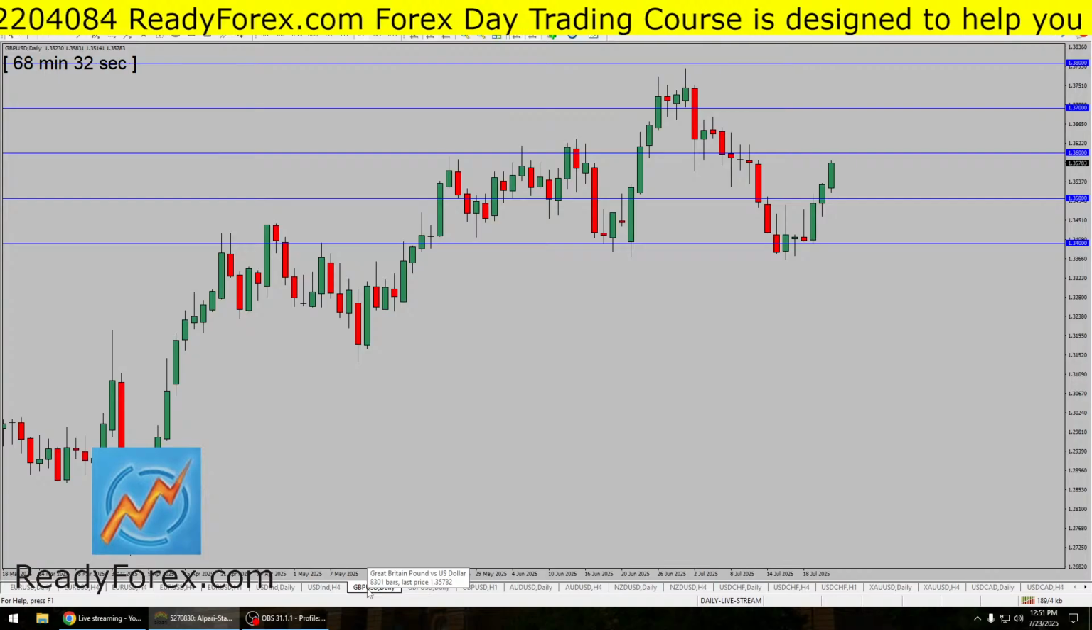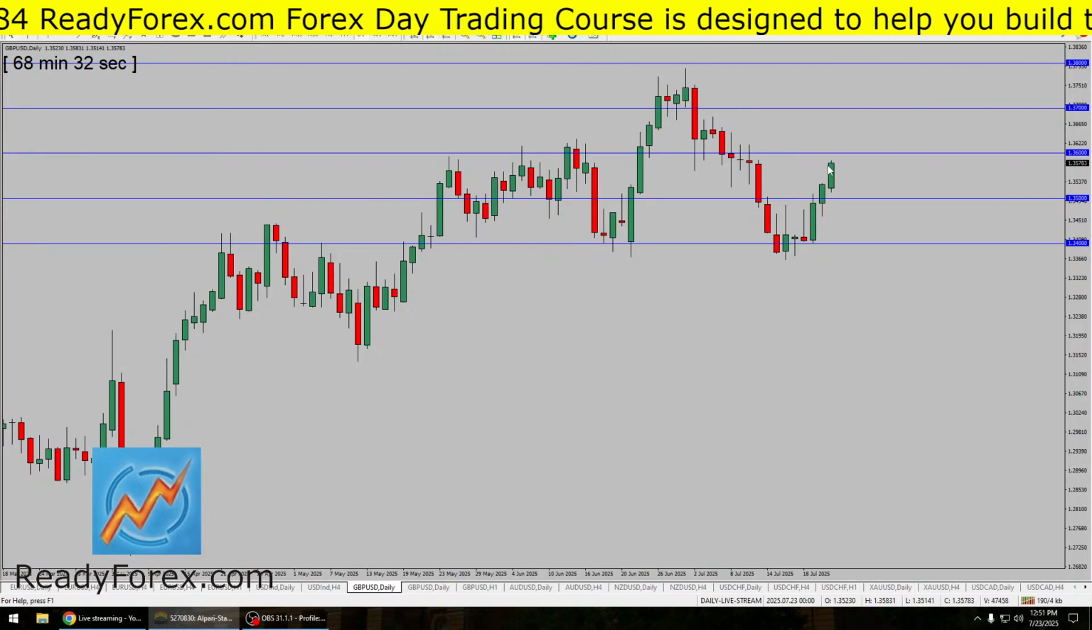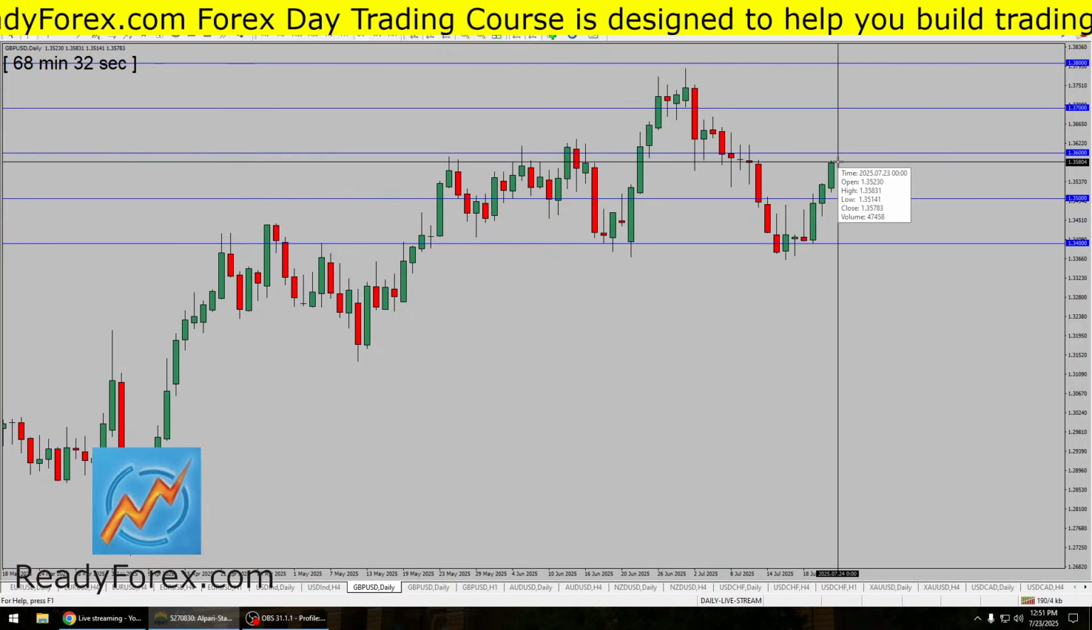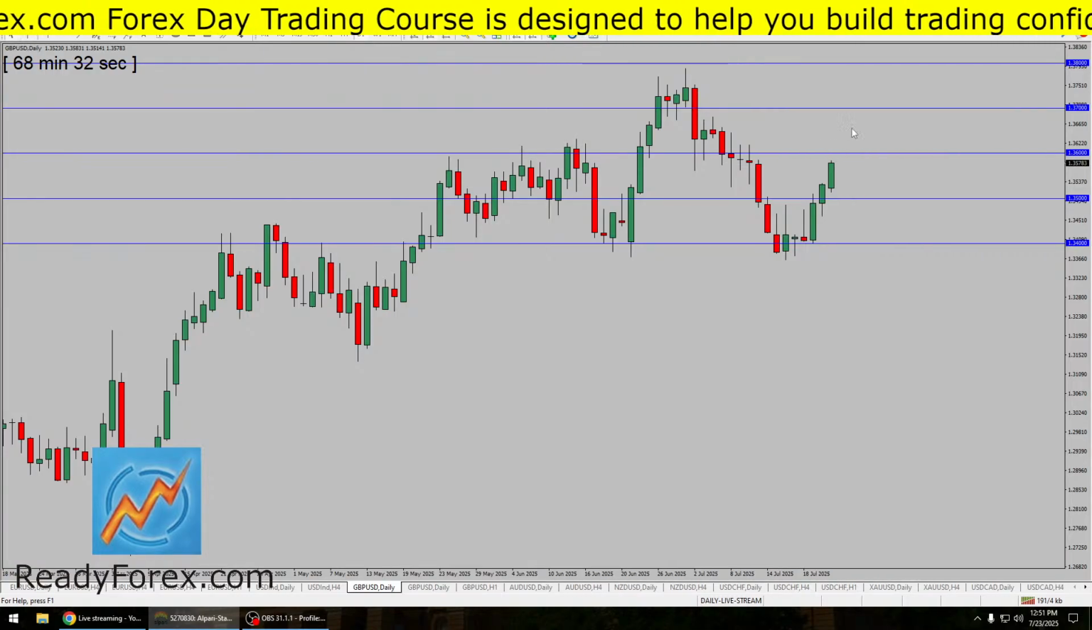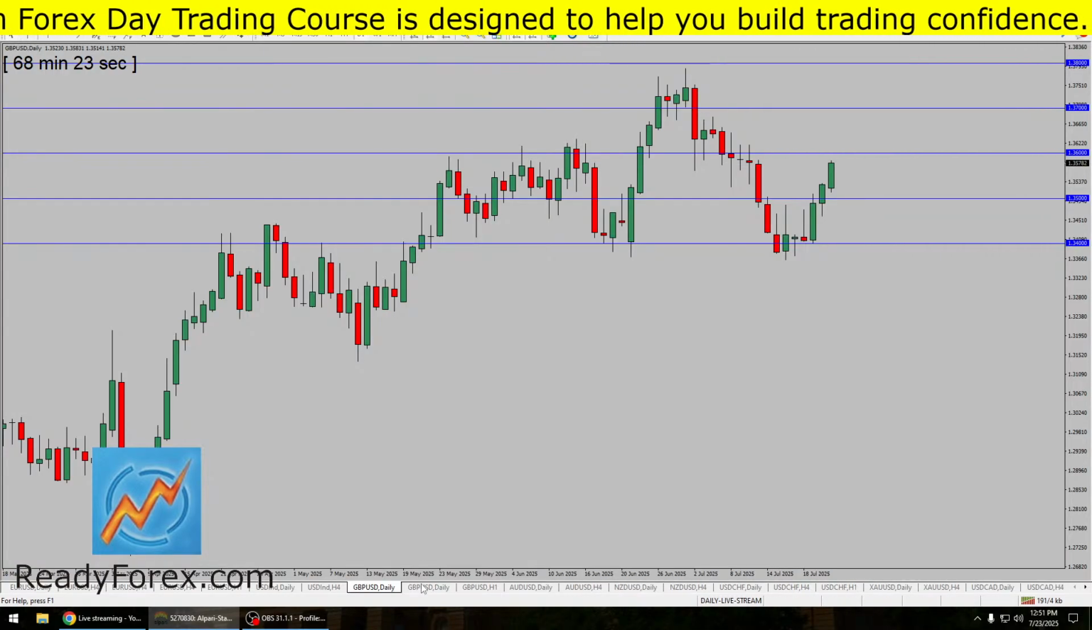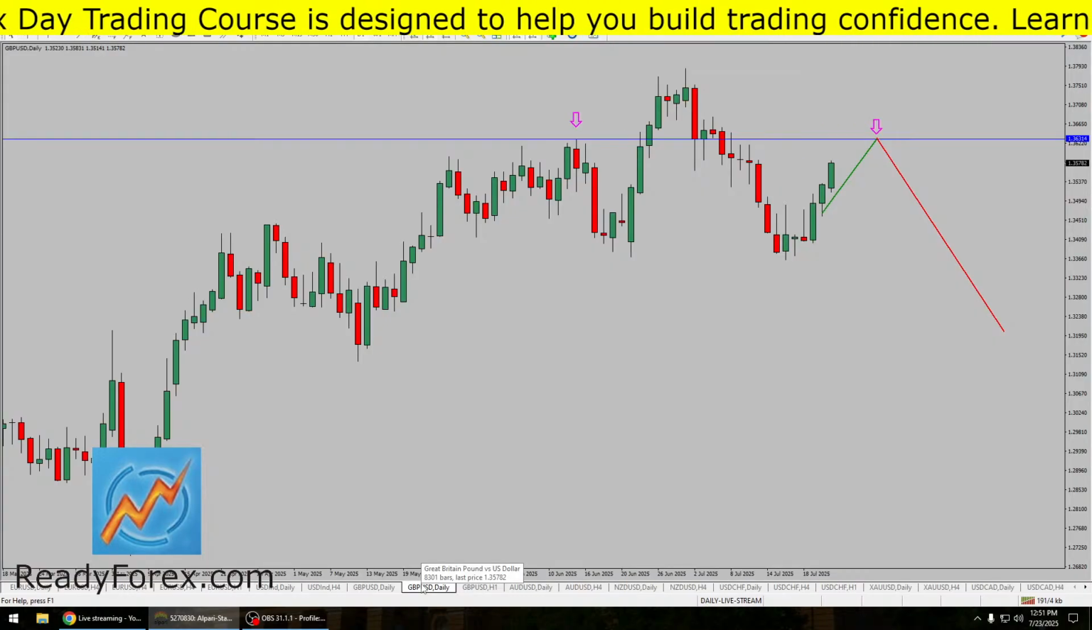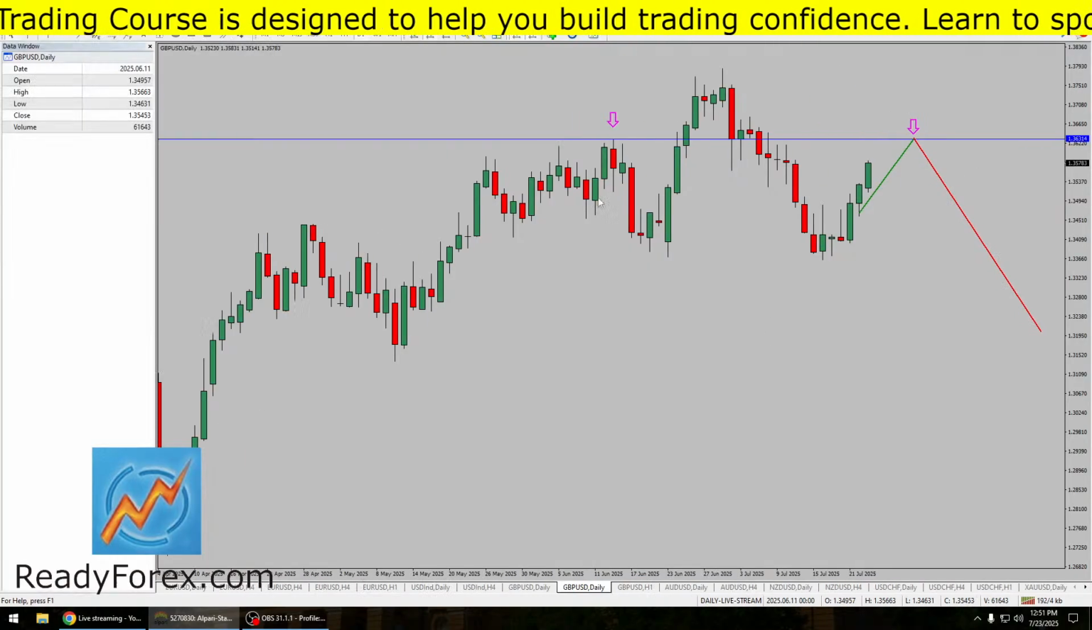Pound Dollar is going to rise up more. I don't think it's going to stop over here. We might get further upside. Now, how far do I expect this market to go? Yesterday I did the analysis. So this is the level.